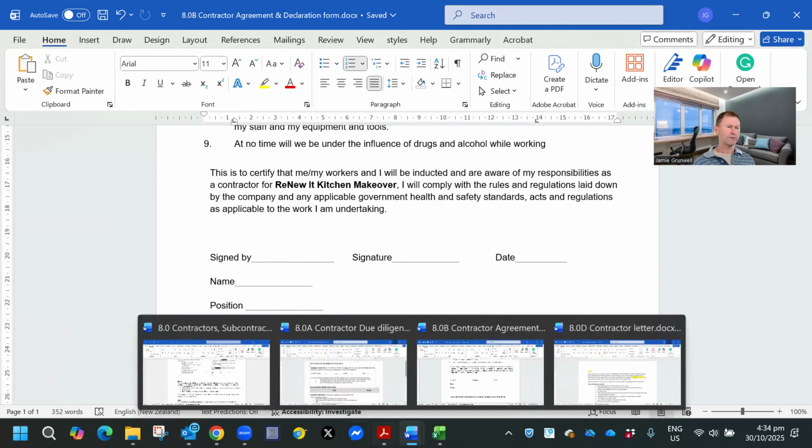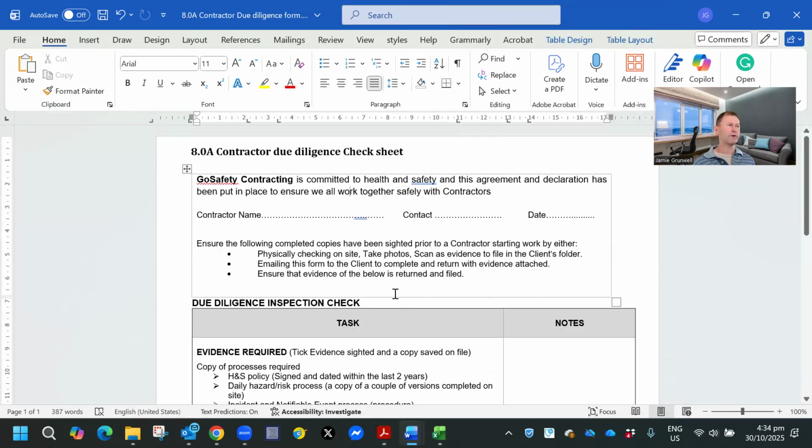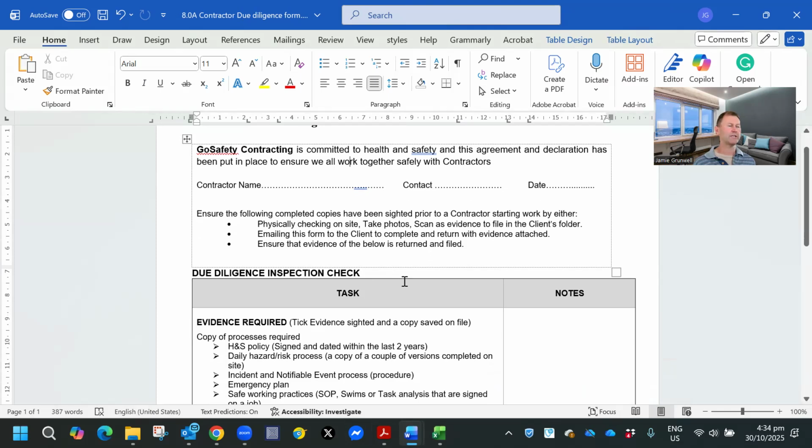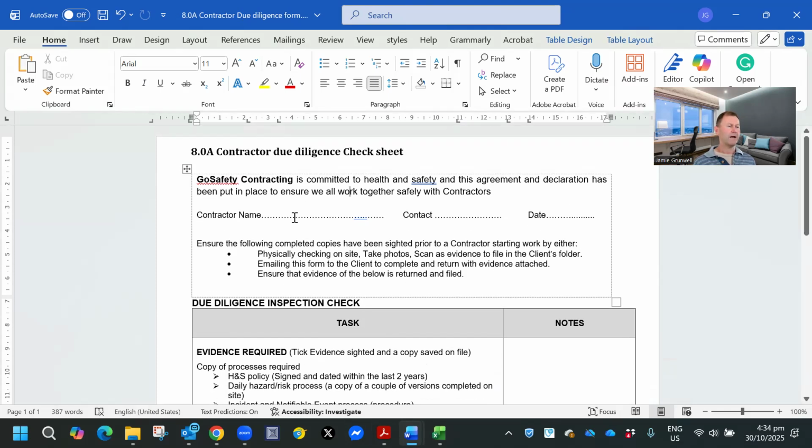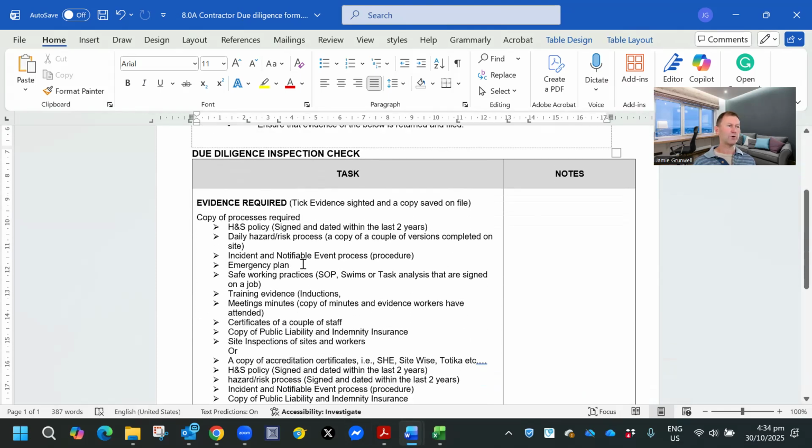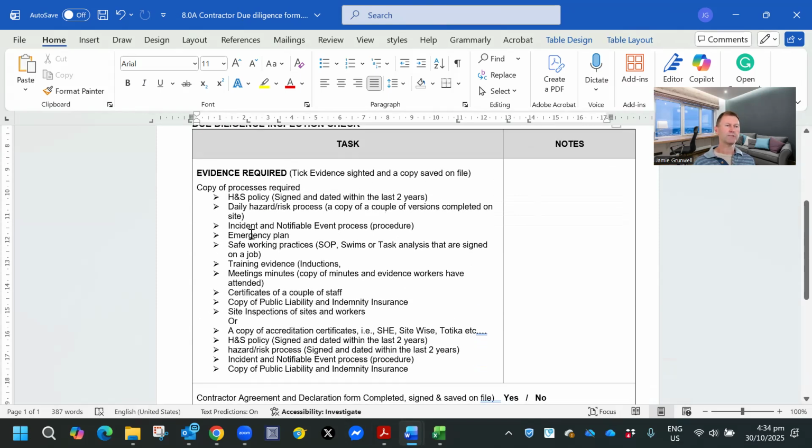The next thing we're going to do is, when we send out the agreement, we're also going to send out a check sheet asking for the particular documents. So those documents are a signed health and safety policy, some daily hazard risk process that they use, incident and notifiable event procedure, emergency plan, safe working practices.